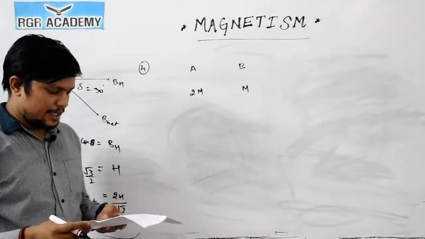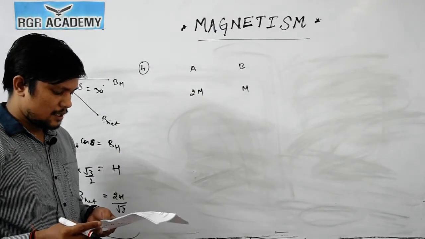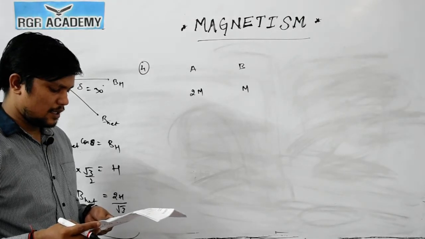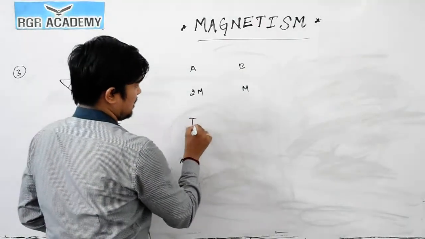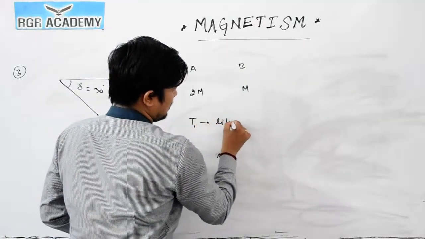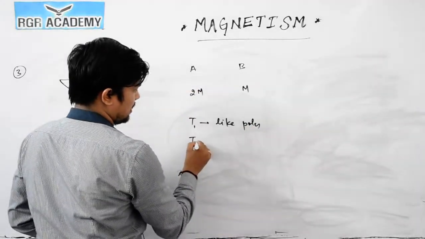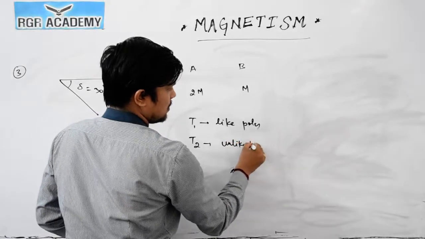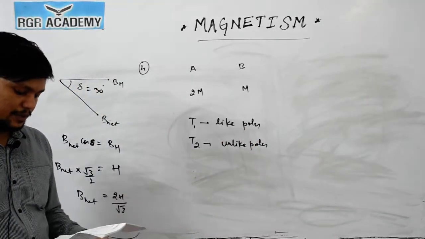If T1 and T2 be the time periods of the oscillation when their like poles and unlike poles are kept together respectively, then T1 by T2 is. So T1 is the time period when like poles are kept together, T2 is the time period when unlike poles are kept together. Okay. So for this directly we have the formula.